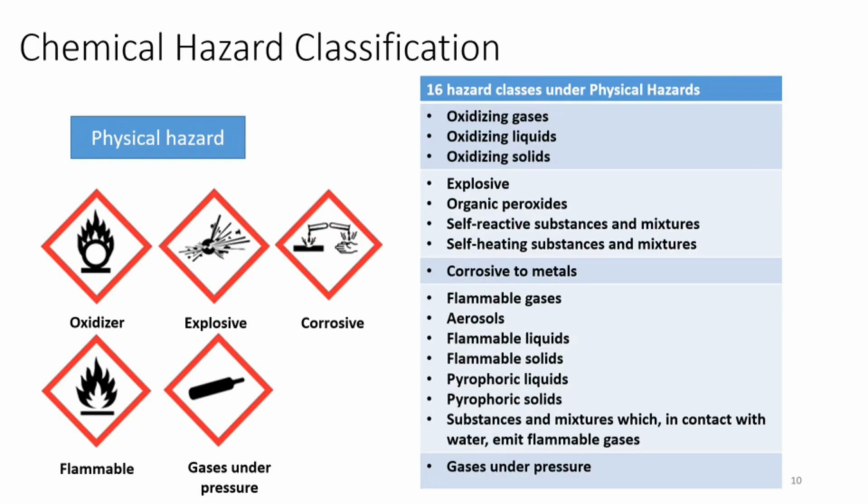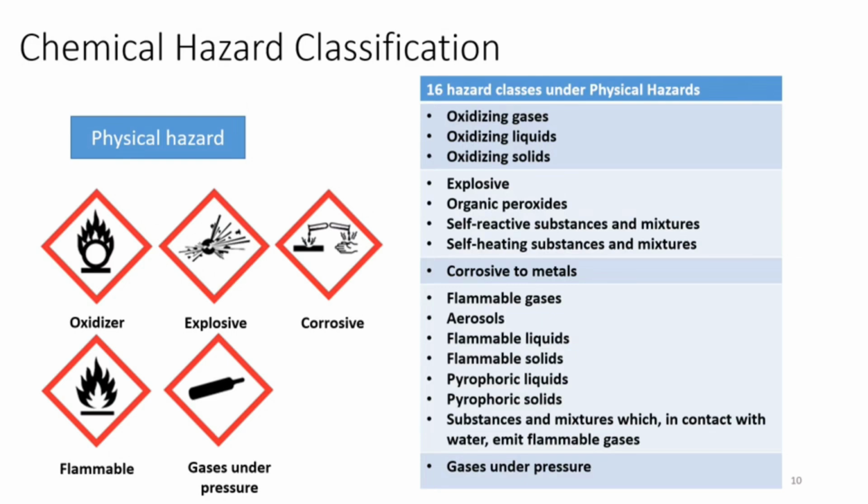Physical hazard in general refers to the chemical substances which can cause combustion, fire, and explosion. These are the pictograms which are typically associated with physical hazard. They are oxidizer, explosive, corrosive, flammable, and gases under pressure. Under physical hazards, there are 16 hazard classes: oxidizing gases, liquids, and solids.